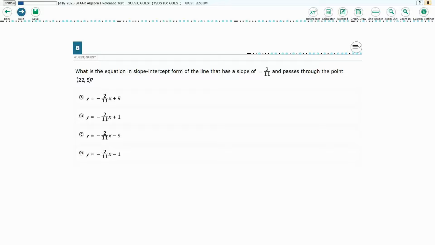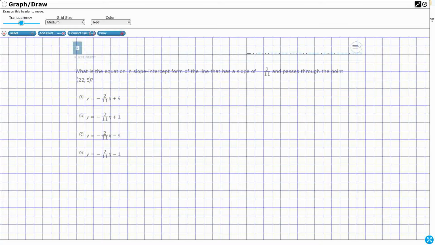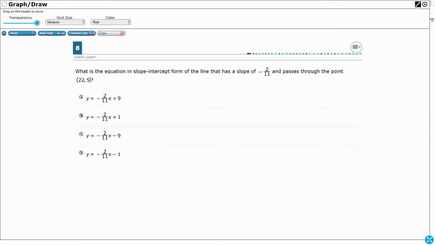Number 8, we are writing linear equations in various forms. This is a point 2b. And in this case, they're actually asking for this in slope-intercept form. And we have a line that passes through a certain point and has a slope of this. Okay, so what is our slope-intercept form? Y equals mx plus b.